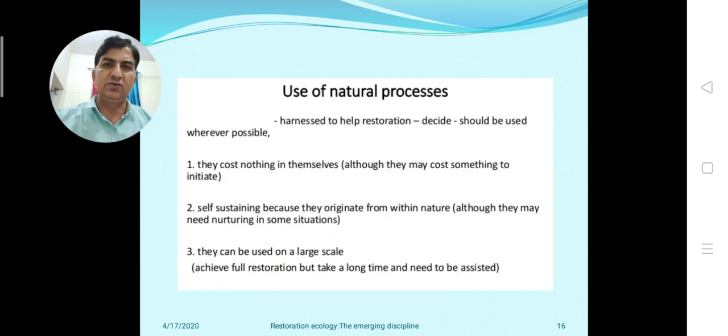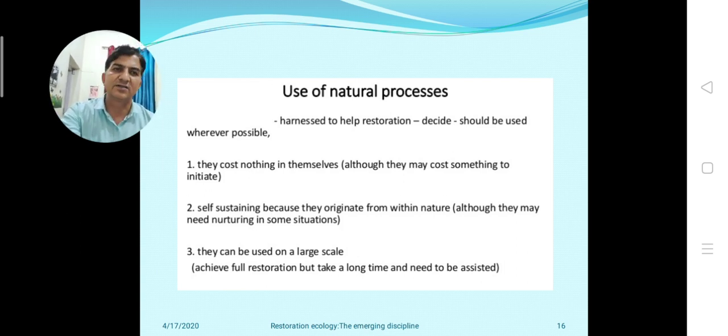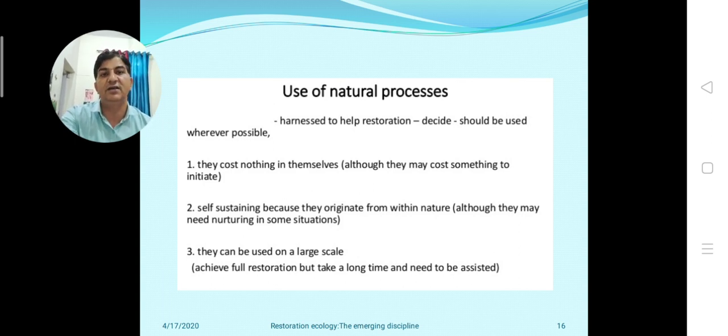Then you can also make use of natural processes in your ecosystem restoration. These can be harnessed to help restoration. They should be used wherever possible, because they cost nothing in themselves. Natural processes are way cheaper. Although they may require some cost initially to initiate, they are then self-sustaining because they originate from within nature. They can be used on a larger scale. They can achieve full restoration, but take a long time and need to be assisted.